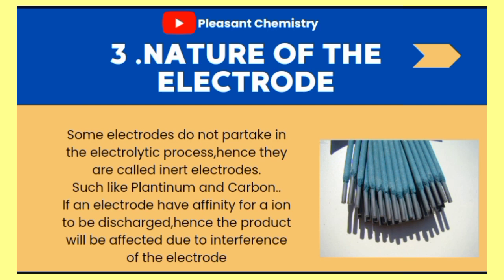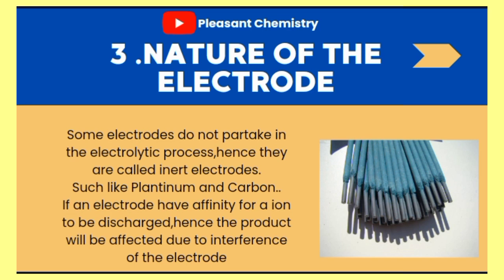Nature of the electrode, because when we talk about nature of electrodes, we have inert electrodes and active electrodes. Inert electrodes are electrodes that do not take part in the electrolytic process, like graphite and carbon. Are you with me now? Like platinum and carbon. Carbon can also mean graphite. All right. Those two are called inert electrodes because they do not partake, most of the time, in the electrolytic process.